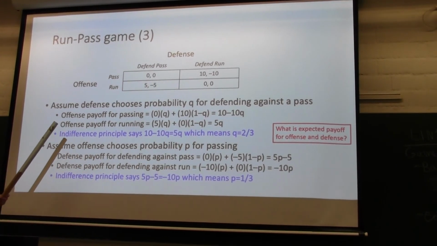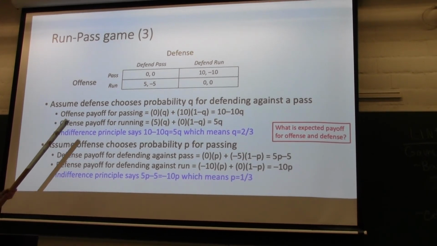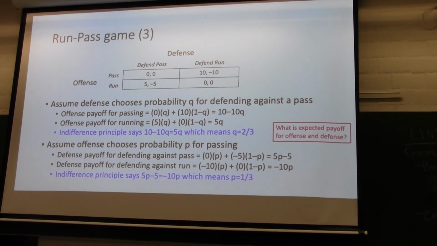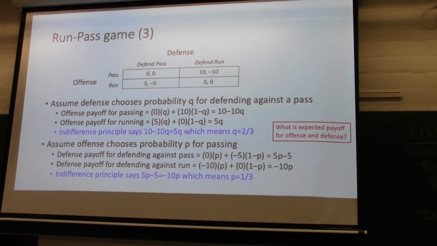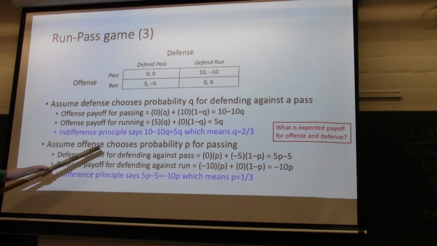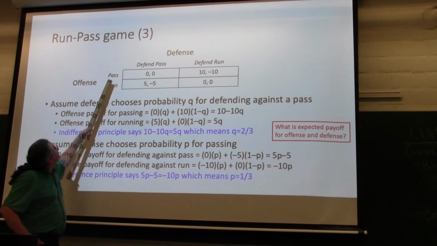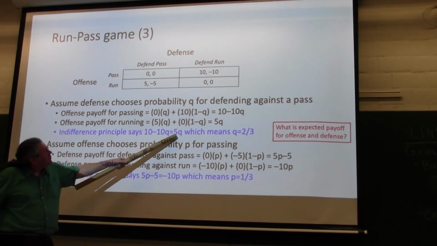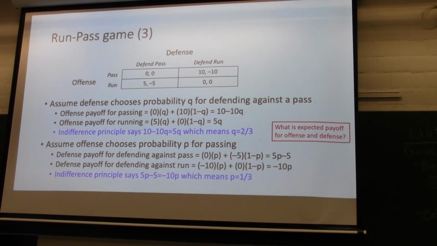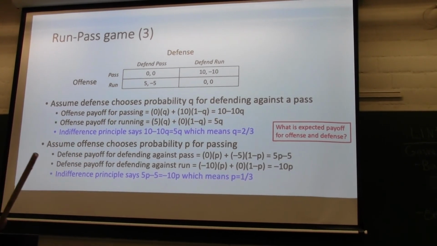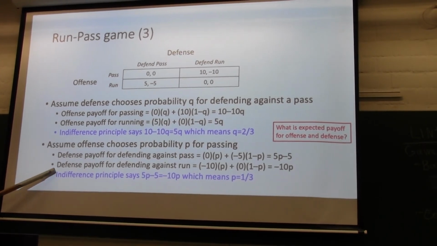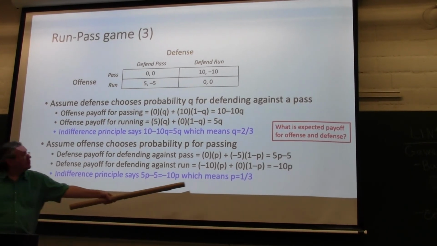If they're different, then the defense can take advantage of that. If these two numbers are different, the defense can pick the higher one. But you want to minimize that, so they have to be equal. So the indifference principle says they have to be the same. The gains from these two. And if you compute that, it means Q is equal to 2/3. That means the probability of defending against the pass is 2/3. You can also compute the probability of passing. If you do that, you get 1/3.